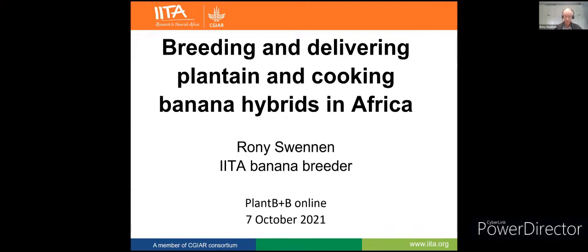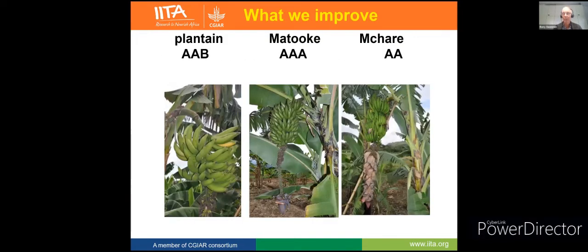Breeding in banana. While you see IITA in the background of every slide, I need to stress it's not an IITA activity only. We are working with a lot of partners, and in a nutshell, if I talk about East and West Africa together, we work with about 30 different partners. But two of the key partners are today also on the cafe, and they will present after my presentation.